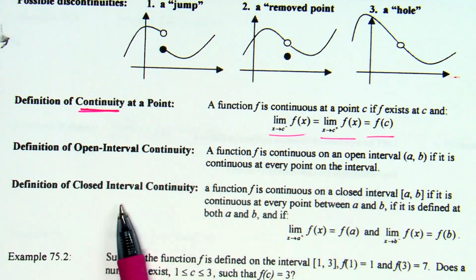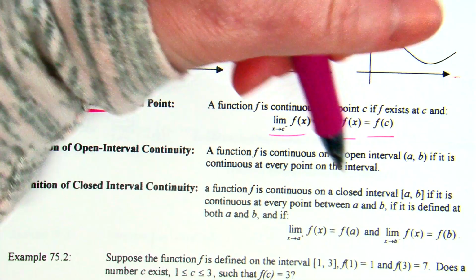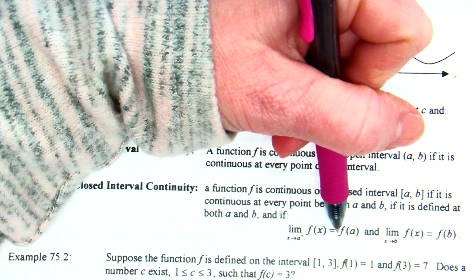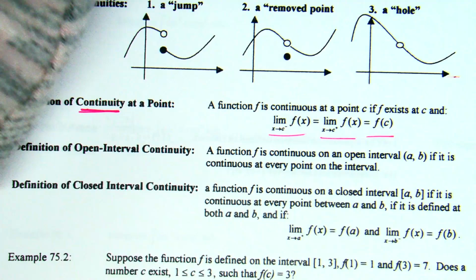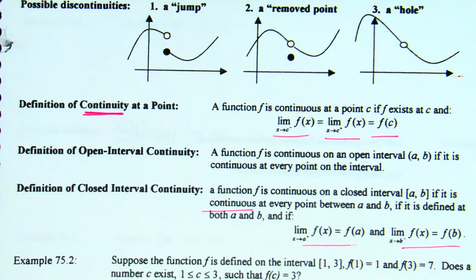Closed interval continuity. A function f is continuous on a closed interval a to b if it is continuous at every point between a and b, and if it is defined at both a and b. So in order for it to be continuous on that whole interval, those endpoints have to exist. And so notice here, the limit as x approaches a from the right has to equal f of a. The limit as x approaches b from the left has to equal f of b. Again, we're going to look at some examples here.